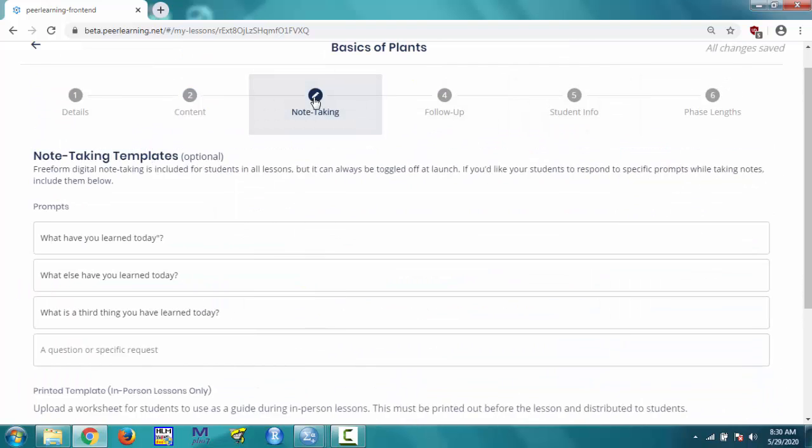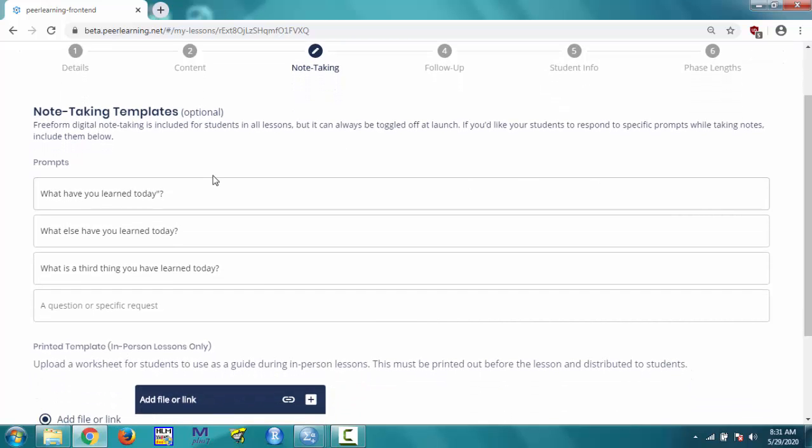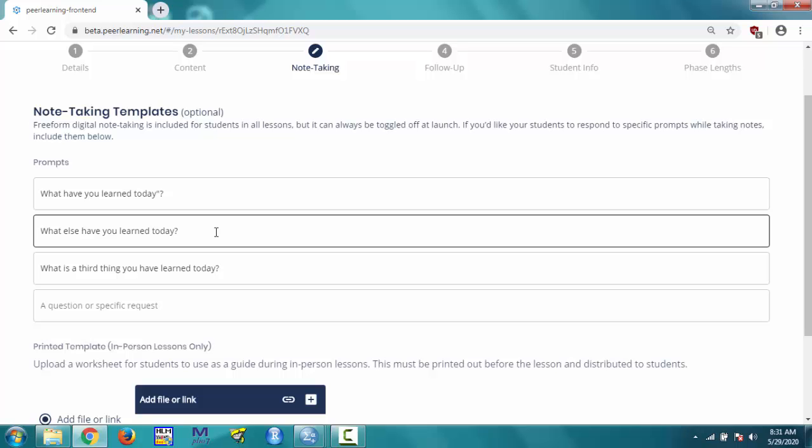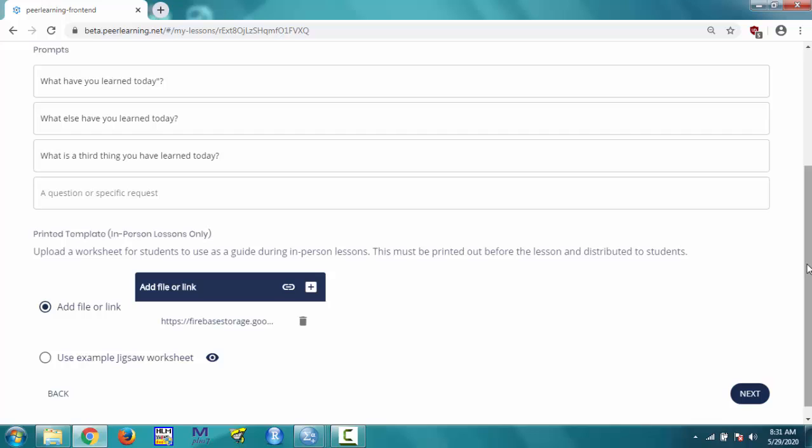The third step is where we input the note-taking prompts that we want to give to students. We can create any number of these prompts, and these are meant to guide the students in terms of what they have learned from their readings. We may also use a separate sheet if we happen to be teaching in person. We may have a formatted PDF that we want to use in the classroom, in addition to the note-taking capabilities that are within peerlearning.net.